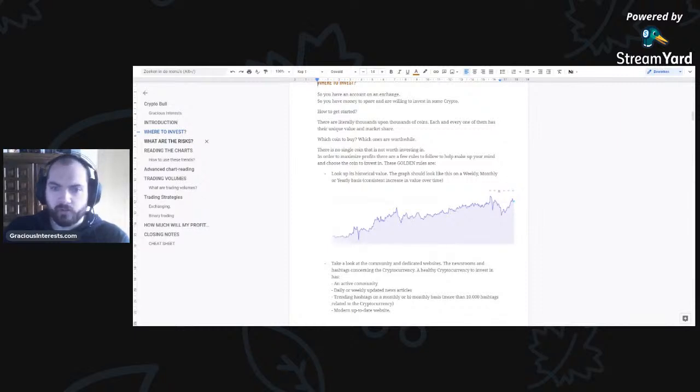Well, we're going to look up its historical value, depending a little bit on the time scale, must look something akin to this. So, in an upward trend, there might be some peaks, but the general sentiment must be upwards. We are going to take a look at the community backing the project and the dedicated websites of the project and the coin itself. We're going to take a look at the newsrooms, the hashtags concerning the cryptocurrency, etc., etc. Why are we going to do this? Well, as explained, I want to see an active community. I want to notice daily or weekly updated news articles, perhaps even monthly, trending hashtags, if there are any hashtags attached to it, and a modern, up-to-date website.